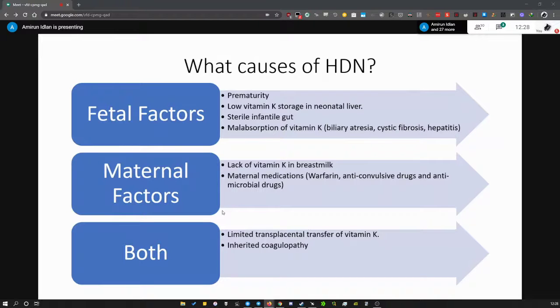For maternal factors, exclusive breastfeeding is also a disadvantage because of the lack of vitamin K. However, this can be countered by giving vitamin K prophylaxis later. And then maternal medications, like I said before: warfarin, some anticonvulsant drugs such as carbamazepine, and antimicrobial drugs. Most important is anti-TB, rifampicin. And for the factors involving both, there is limited transplacental transfer of vitamin K, and also if the mother has an inherited coagulopathy.